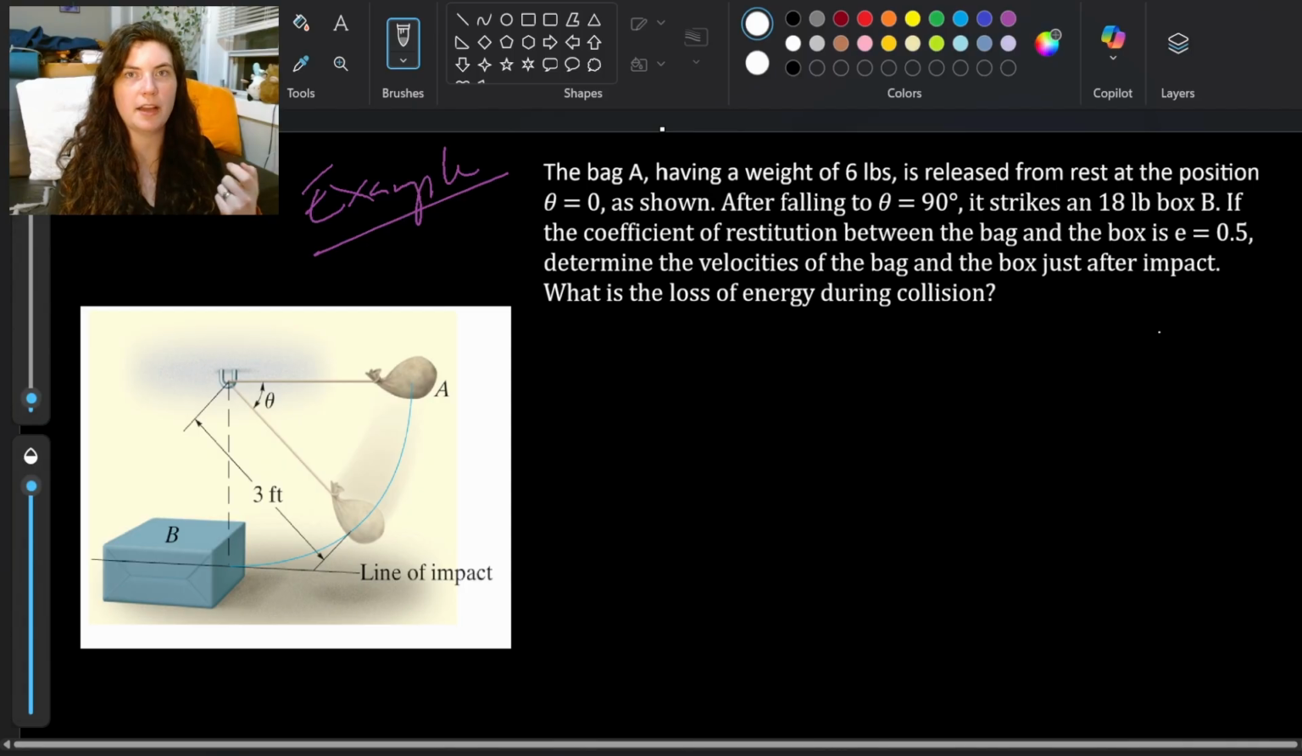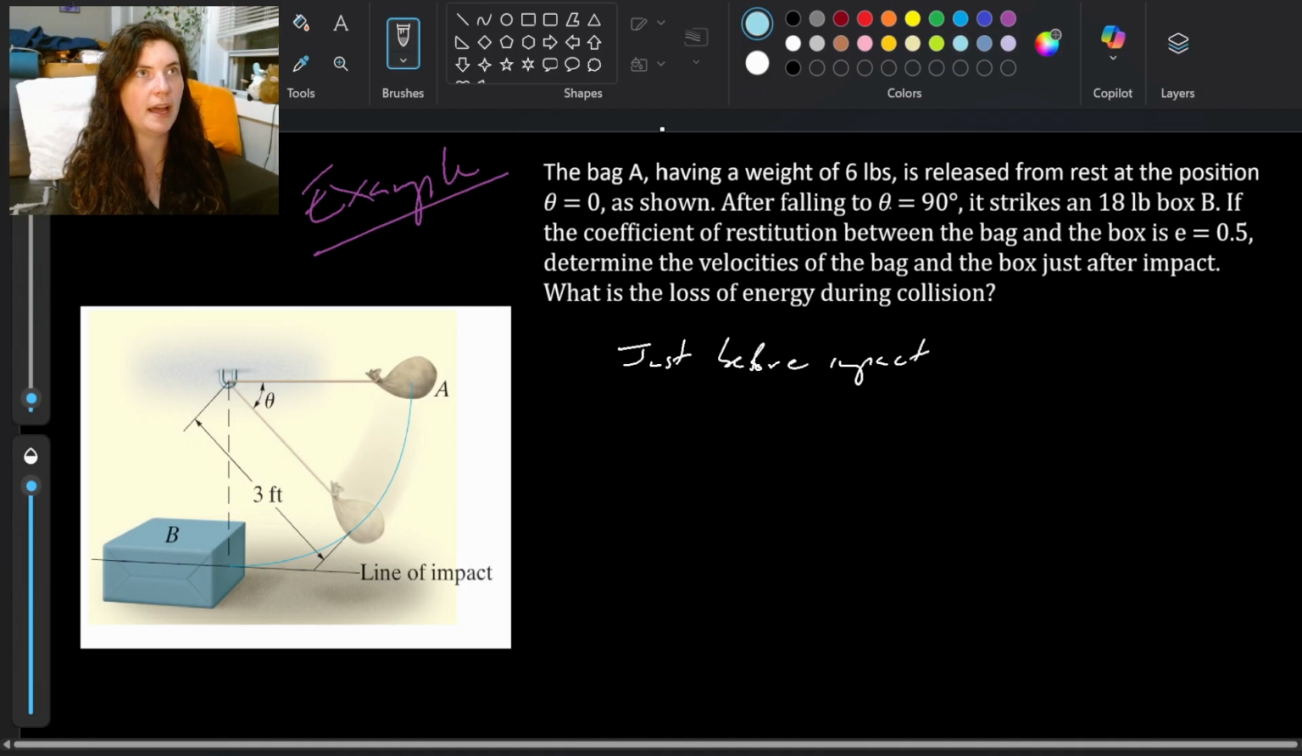So when we're doing these impact problems and using the coefficient of restitution and conservation of momentum, the big key is that those velocities we're looking at are right before and right after impact. So we're not using the initial velocity of the bag being 0, because that is not right before impact. We need the velocity right before impact in order to do these problems. So I have this initial setup where I have the bag in the air and the box on the ground, but I want to look at my just before impact scenario.